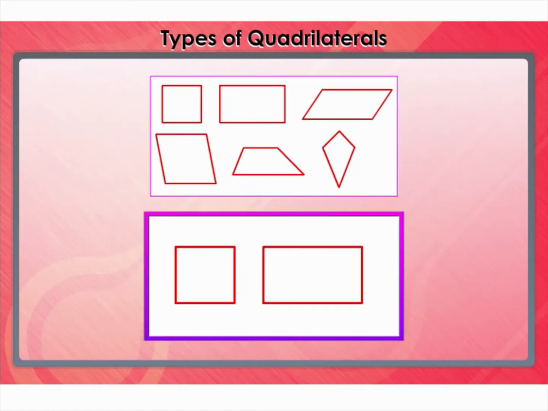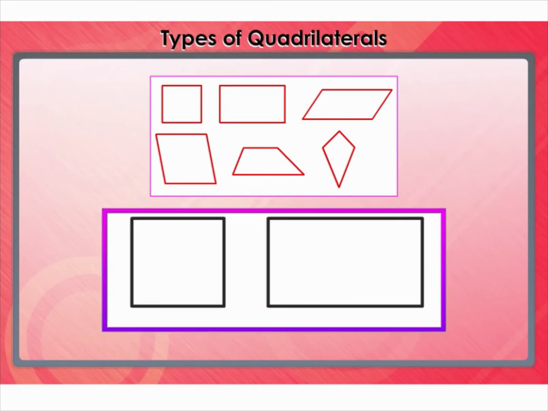Consider the first 2 quadrilaterals. The first quadrilateral is a square and the second is a rectangle. The 4 angles of these 2 quadrilaterals are right angles. In each case, the opposite sides are parallel. The difference is the length of their sides.